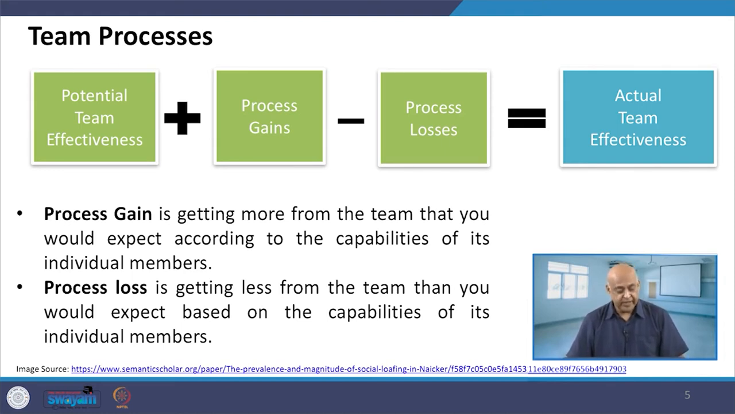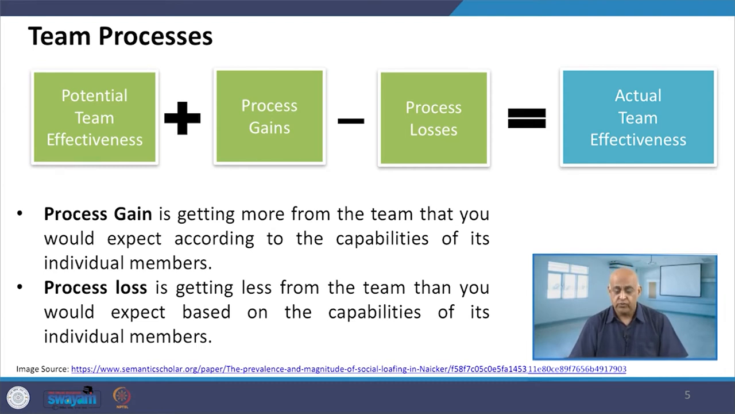So, whatever the capabilities are that the team members possess, gains minus process losses will be the capability of the team. What you are gaining is what they are able to do, and the process losses mean the capability of the team members which they are not able to use. So, ultimately, how much do you gain? Whatever you gain gives the potential team effectiveness, that is, how much the team will be effective.